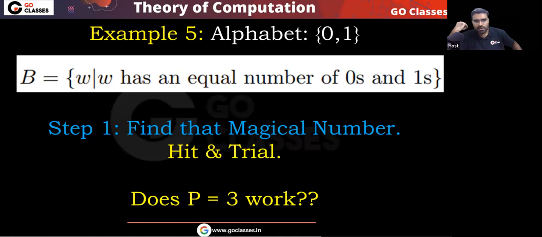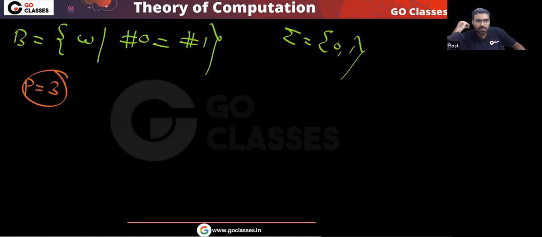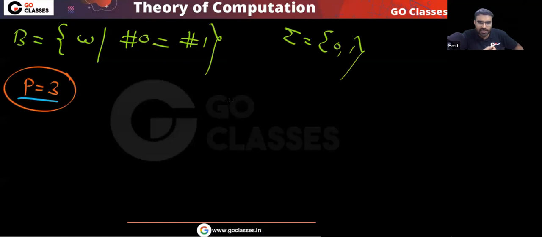Okay, now you tell me. Let's directly check. First, just tell me this: P equal to 3, will it work? For this language, W such that the number of zeros is equal to the number of ones, and your alphabet is 0, 1. Now let's check. Will this P equal to 3 work? Can you give me a violating string? Is there anyone who wants to give me a candidate string which will say, I will not pump?